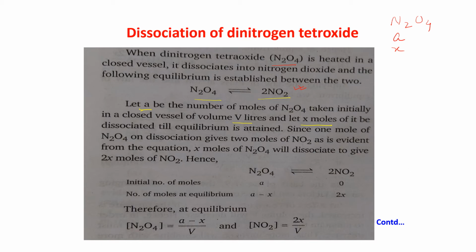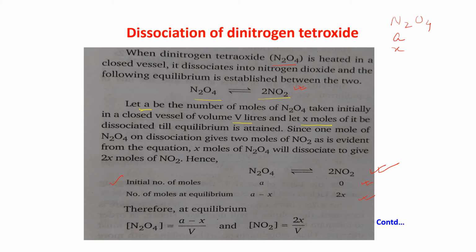So, we can write it in this way. N2O4 is giving you 2 NO2. This is the reaction. Now, the initial number of moles was A and 0. And after certain time, when it is attaining equilibrium, the number of moles at equilibrium for N2O4 will remain as A minus X because X mole dissociated. But here we are getting 2X moles of NO2.